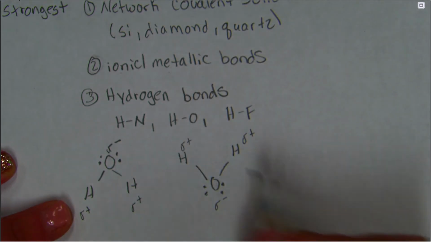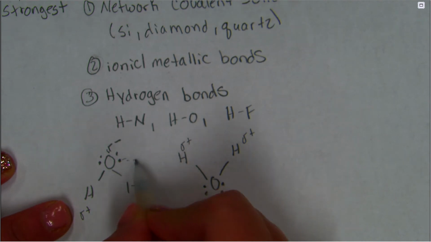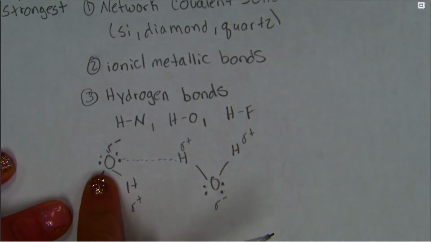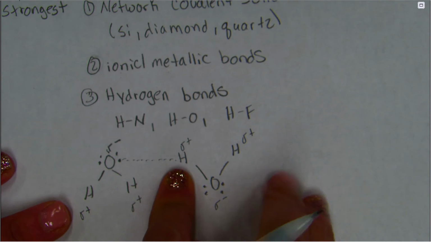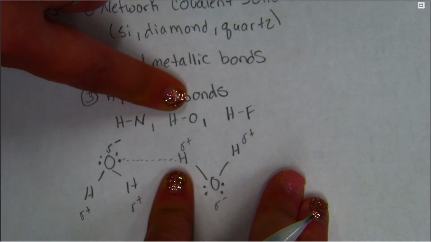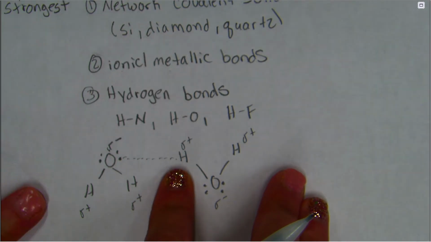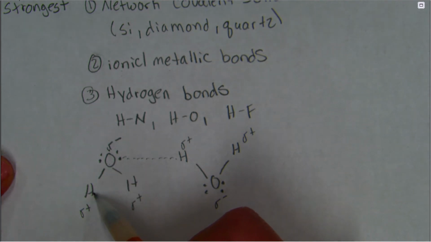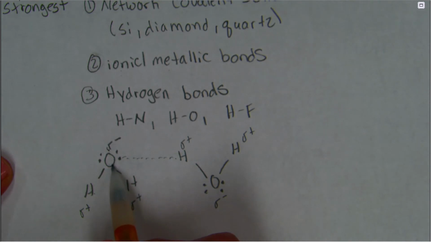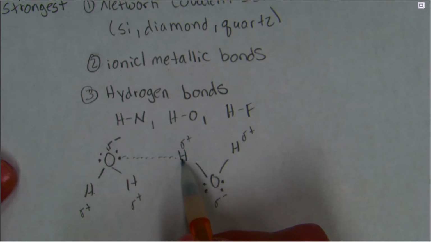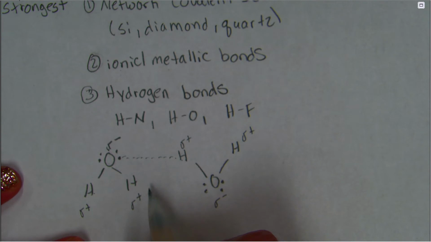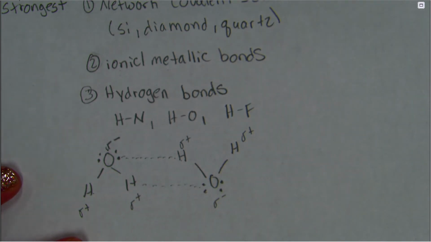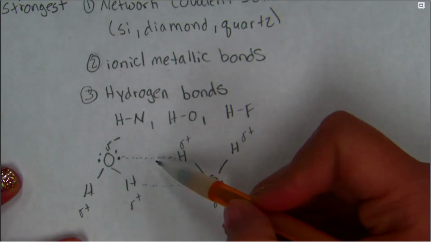And we have an attraction between the oxygen of one molecule and the hydrogen of another molecule. So that's this particular one. So the hydrogen bond is not the bond holding the oxygen and the hydrogen together. It is an attraction between an oxygen from one molecule and a hydrogen from another molecule. That is a hydrogen bond. All right, so this is the hydrogen bond.